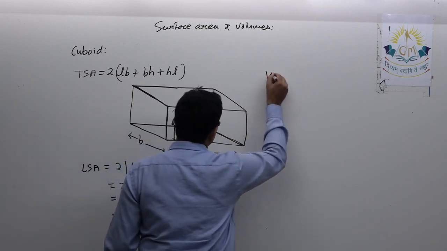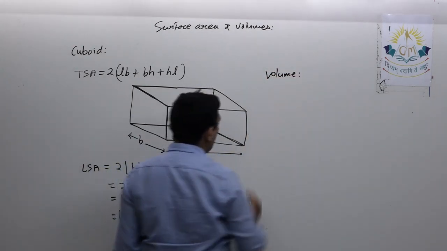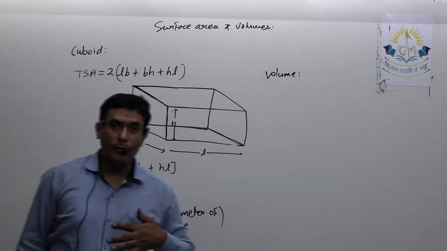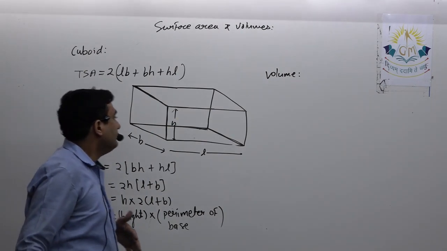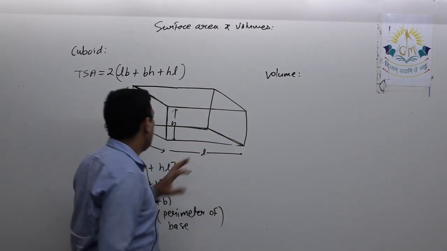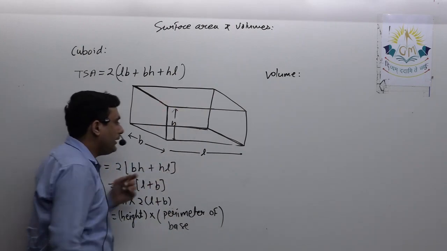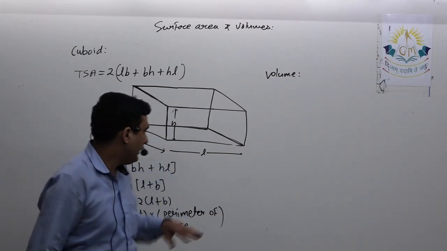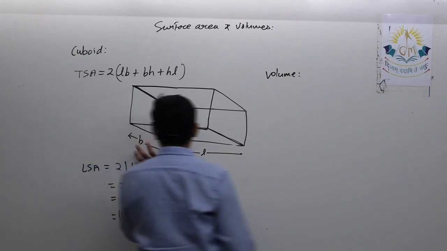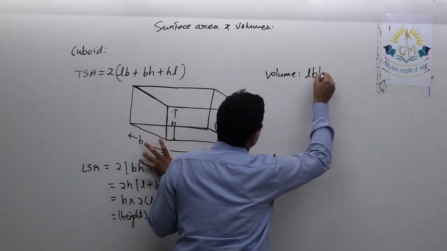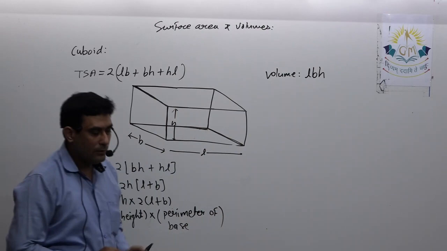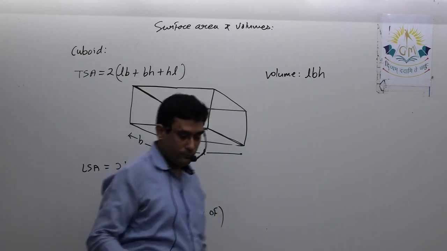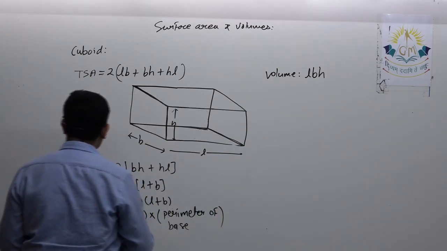Now the third thing, that is volume. Volume of a cuboid means the amount or quantity of liquid that it can hold. In general, we can find volume as area of base into height. I'm not saying for each and every solid figure it is applicable, but in general we can say volume is the area of base into height. So here the area of base is LB and height is H. So this is the volume of the cuboid. So these are the total surface area, lateral surface area, and volume for a cuboid.